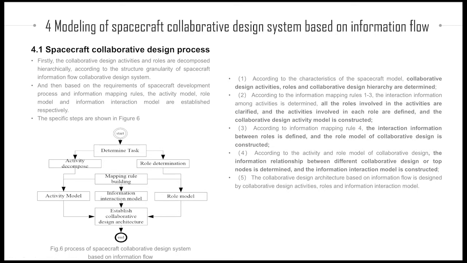Second, determine all the roles involved in the activity, clarify and define the activities involved in each role, and then construct the collaborative design information activity model. Third, according to mapping rule 4, the interaction information between roles is defined and the role model of collaborative design is constructed.